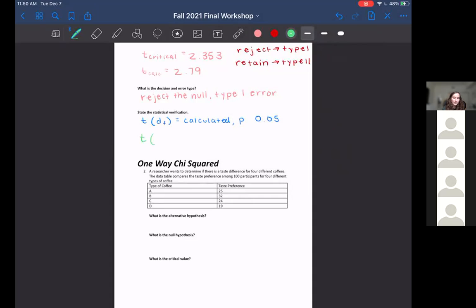So what was our degrees of freedom? Three. Yes, thank you both. So 3 is equal to, and what was our T calculated value? 2.353. That's the T critical value. So we want the other one, the one that we plugged into the formula. It should be this number right here, the 2.79.